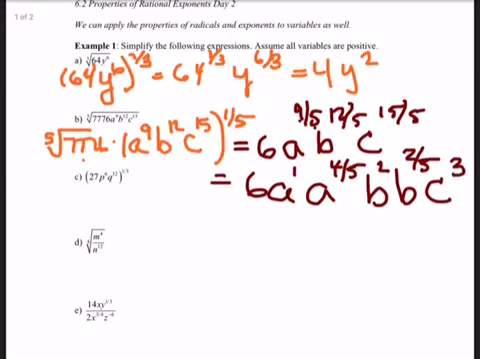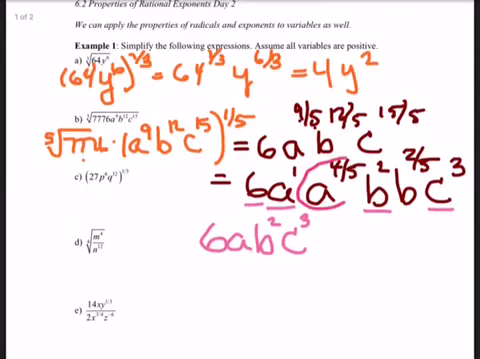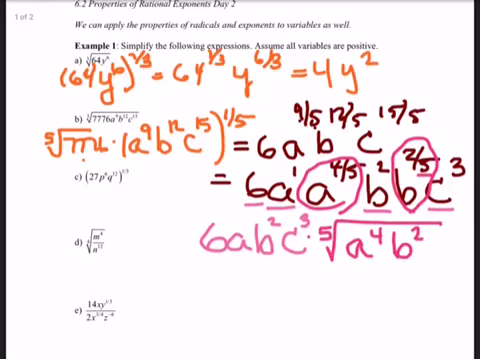So now I'm going to take my whole numbers, so that's the a, the 6, the b squared, and the c cubed. That's going to stay on the outside, and the other two numbers, notice they have the same denominator for the fraction, so it's a 5th root, and that's going to leave me with a to the 4th and b squared underneath, and that would be fully simplified. So I have 6a b squared c cubed times the 5th root of a to the 4th b squared.